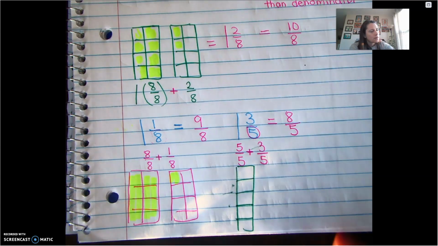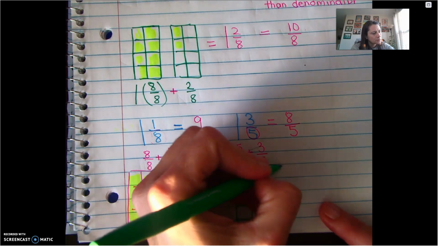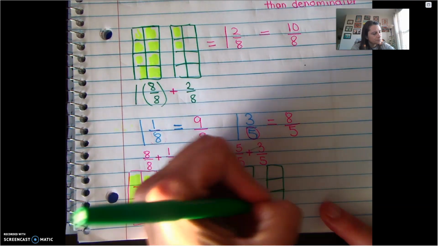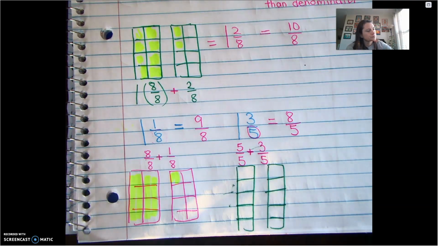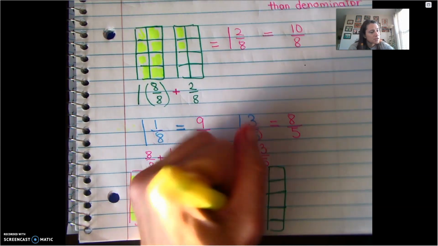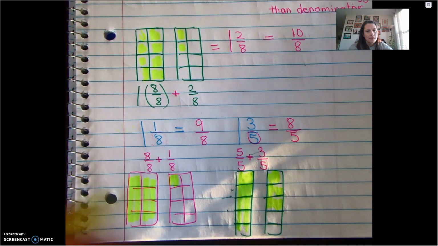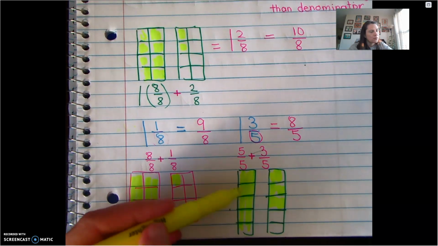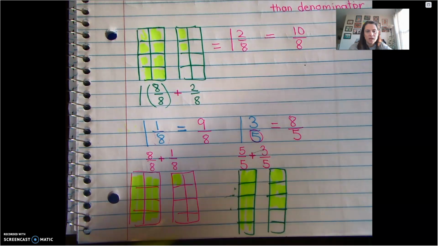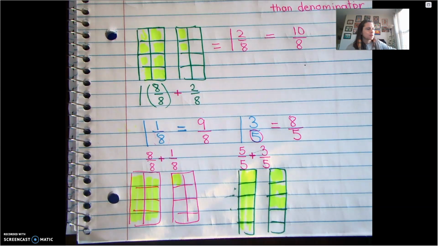Okay, and then we have our other one. So we have 1. Well, this is our whole. And then we have 3. So let's count. 1, 2, 3, 4, 5, 6, 7, 8. So we have 8/5. Okay.